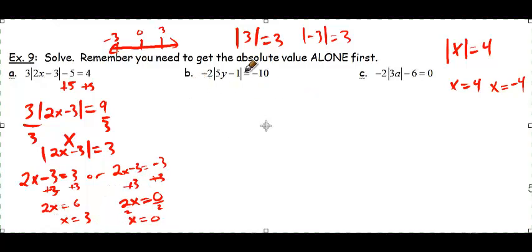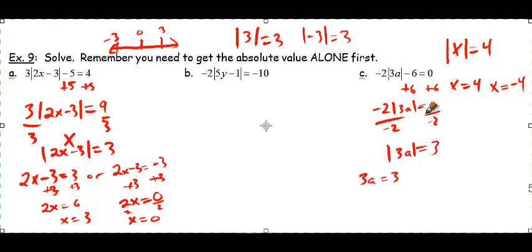And you're going to do the same thing with B. And I'm going to do C really quick, and I'll leave B to you guys. So you get the absolute value by itself, add the 6 over. So negative 2 absolute value of 3a equal to 6, divide by negative 2, and you get the absolute value of 3a equaling just, well, 3. So now you set the inside, 3a equal to 3. Oh, sorry, this should be a negative 3 because positive 6 divided by negative 2 is negative 3.